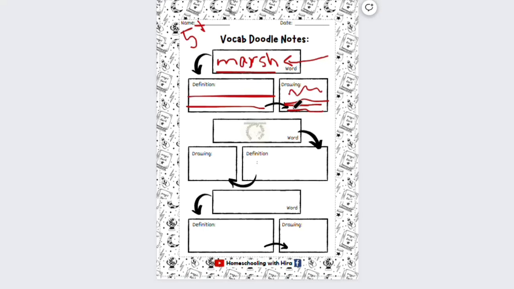Similarly, whenever they get any unfamiliar word, they can just write it, write the definition of what they understand, and then draw it. However, there can be some words that are just not making sense to them, so you can explain those words to them.